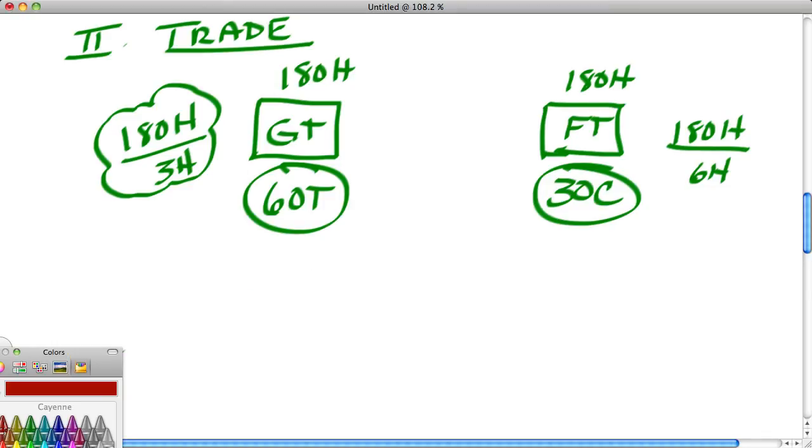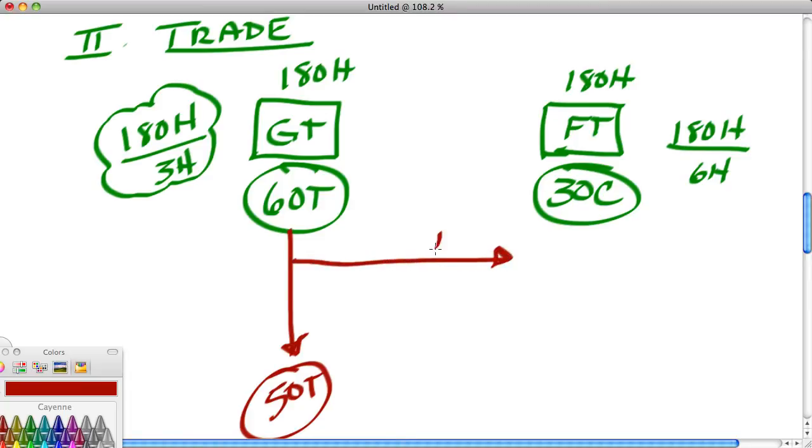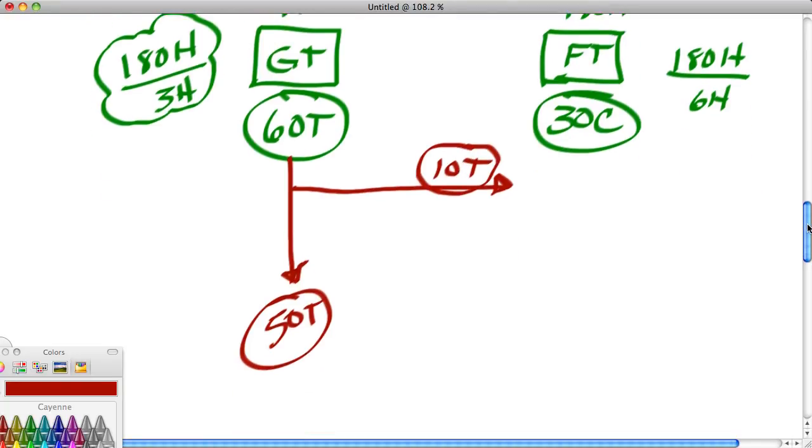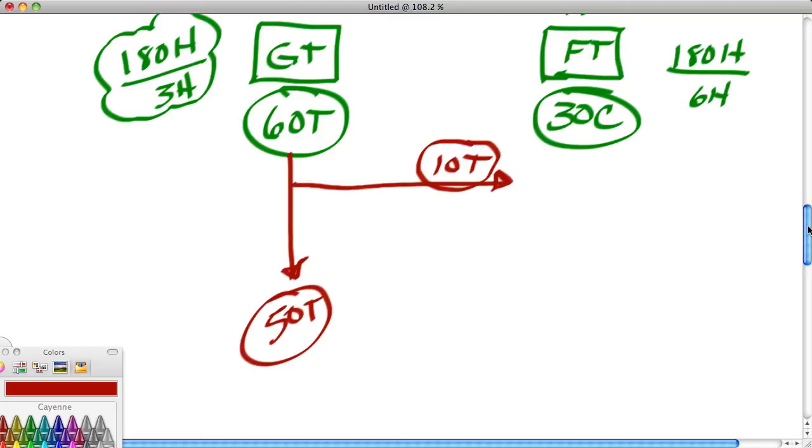Now, how does the trading take place? Green Thumb is going to make 60 tomatoes and keep 50 tomatoes. Why? Because 50 tomatoes is her need. She is going to trade away 10 tomatoes to her trading partner, Five-Thumb. Notice that 10 tomatoes is exactly what Five-Thumb needs. So the problem has been worked out so one of the producers can meet exactly the two producers' needs. Five-Thumb will turn around and trade corn for those tomatoes.